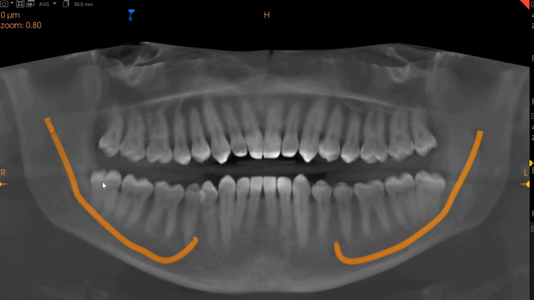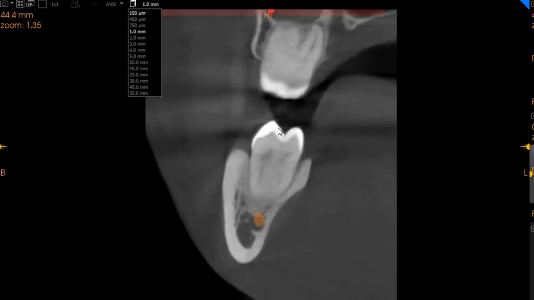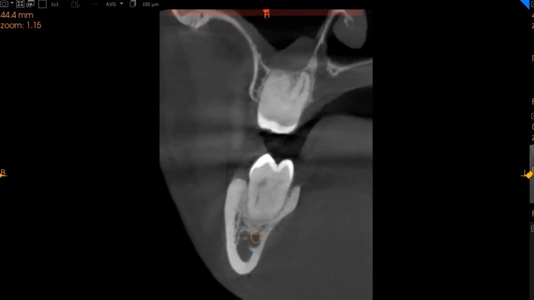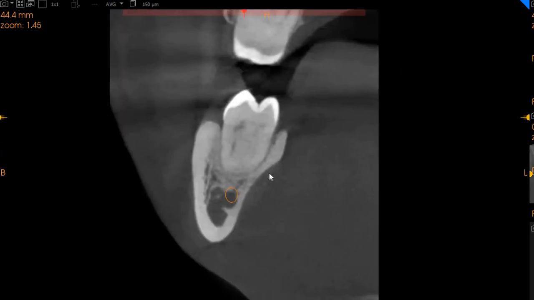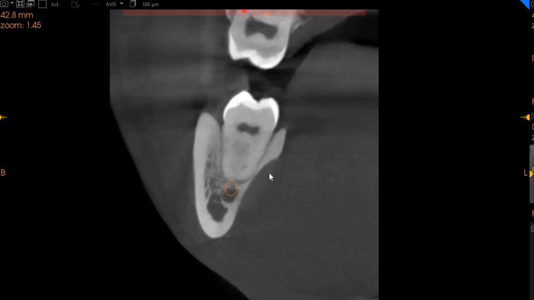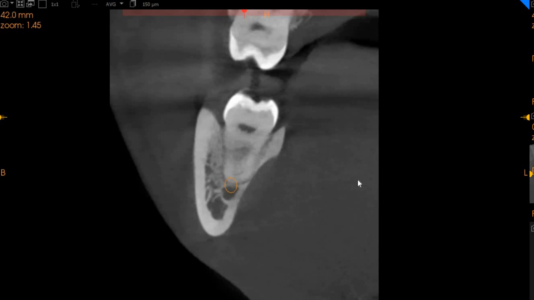Now we're going to take you to the lower right wisdom tooth first and show you on the transaxial view, which is basically the proximal view. On the transaxial view, you will be able to appreciate this is the mesial portion of the wisdom tooth. As we move distally, you can see that the apex of the lower right wisdom tooth is just on top of the inferior alveolar nerve, which is right here.